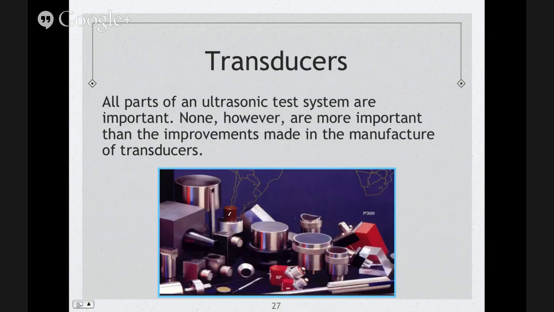Transducers. All parts of an ultrasonic test system are important. None, however, are more important than the improvements in manufacture of transducers. Again, here we have contact transducers. These are all contact transducers. We have our wedges. These are different wedges here, and this one we can see is a 60 degree. So they have different type transducers.